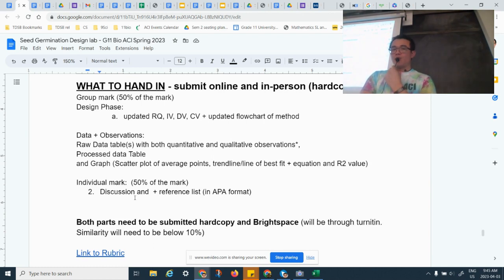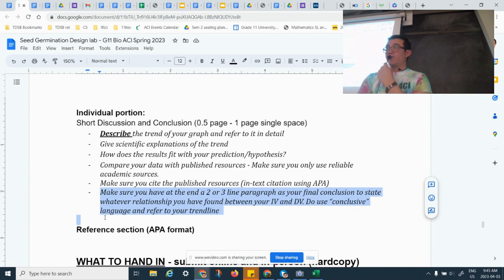So that's your individual mark portion. I'm going to create 2 different drop boxes, one for the group stuff, one for the individual stuff. However, I will need a hard copy. The group portion can be just 1 copy per group, but then individually you have your individual portion. By the way, this is half a page to 1 page, single space. Half a page to 1 page, single space.